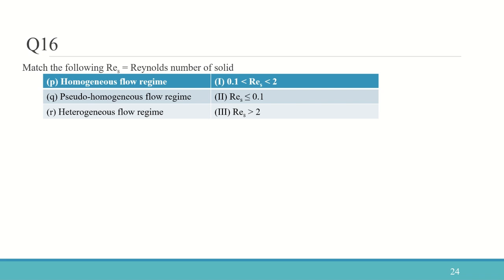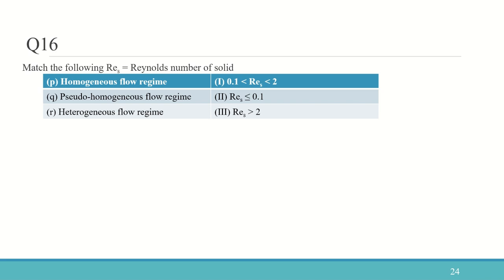First we'll see homogeneous flow regime. Homogeneous flow regime occurs at a very low Reynolds number, whereas heterogeneous flow regime occurs at a very high Reynolds number. Because at a higher Reynolds number, we have the mix-up of the fluid and the solids, and bubble formation also will be there, so we call it a heterogeneous flow regime. So for homogeneous flow regime, Reynolds number should be very low, so the answer is Reynolds number less than or equal to 0.1. And heterogeneous flow regime, Reynolds number should be greater than 2. And for pseudo homogeneous flow regime, it should be in between, that is 0.1 to 2.